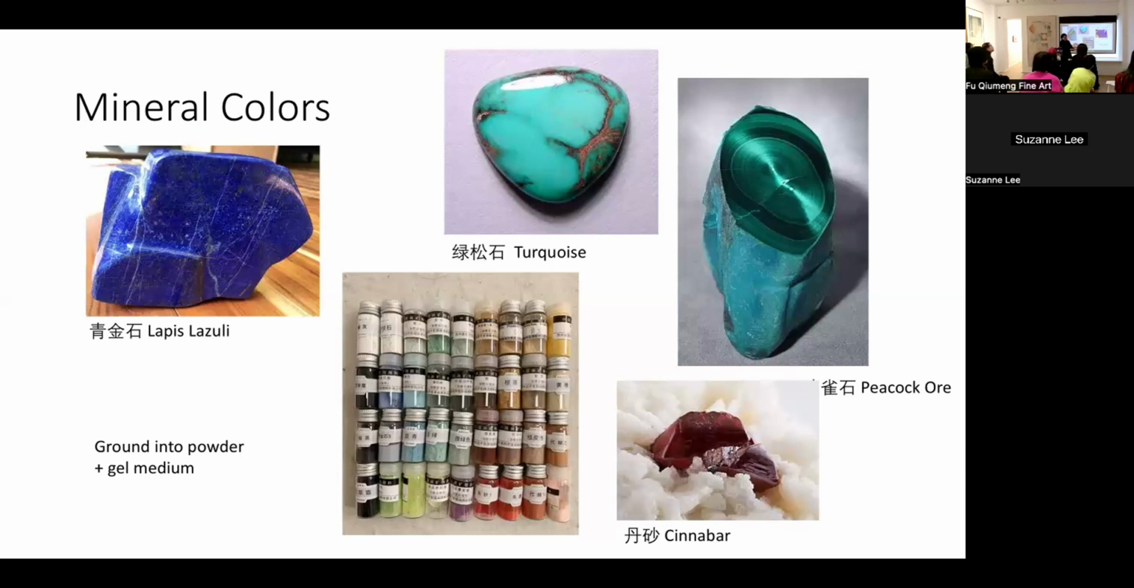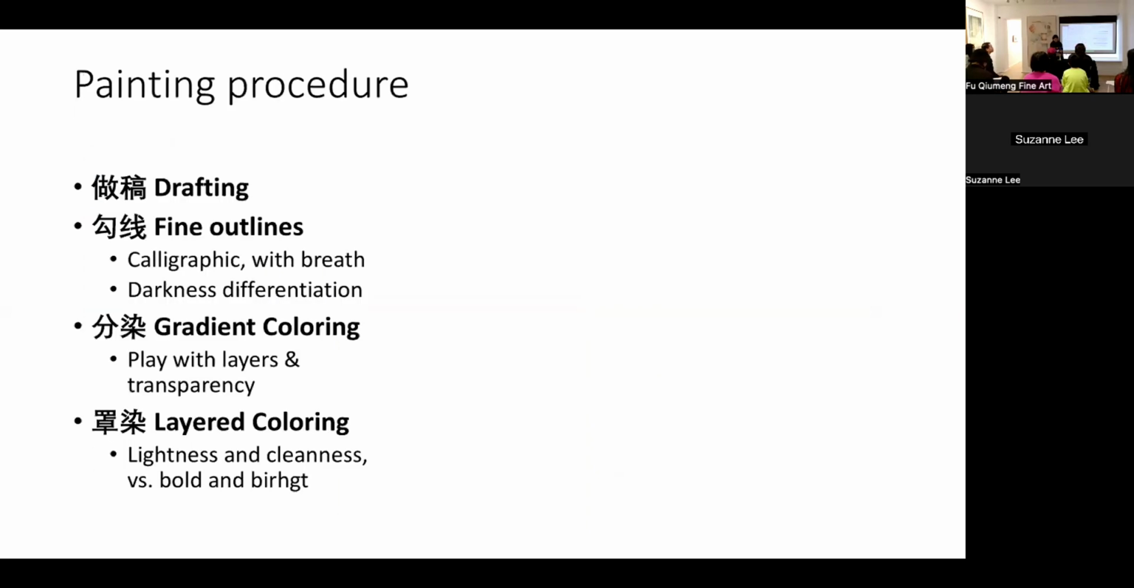It's red in color. And this is the gel when it's dry, and we put it in warm water and leave it until it's dissolved in water, and then it becomes like a gel. We apply it onto the color powder. This is also the traditional way to use the mineral colors.